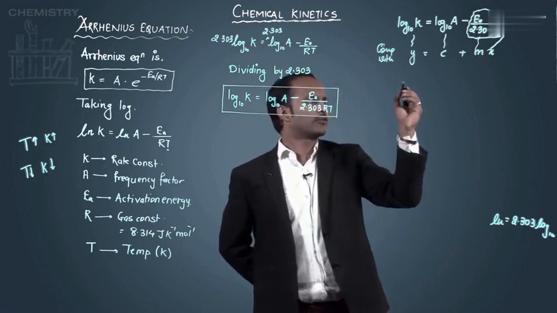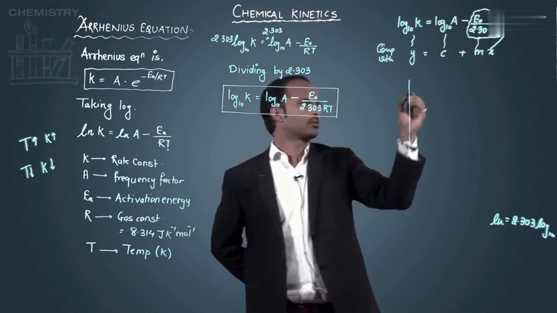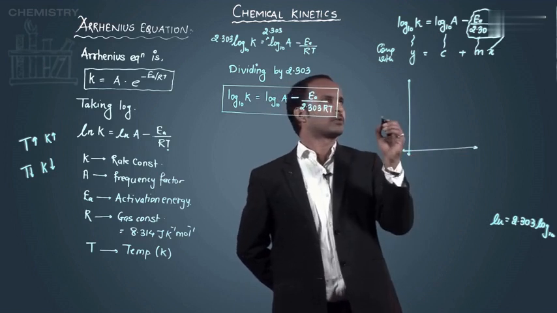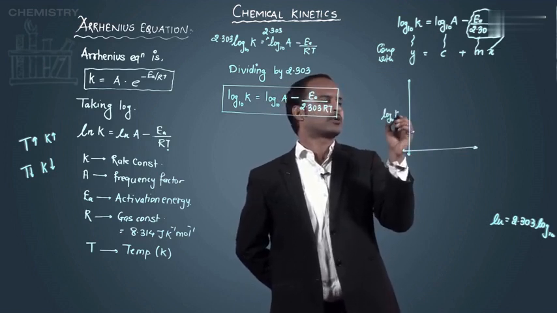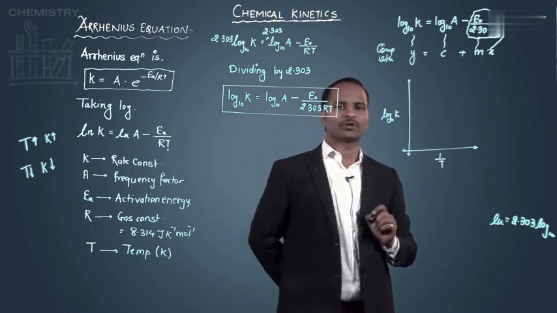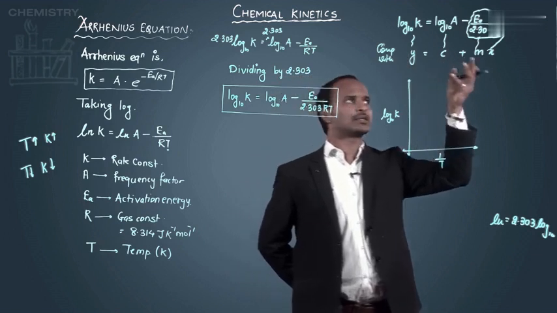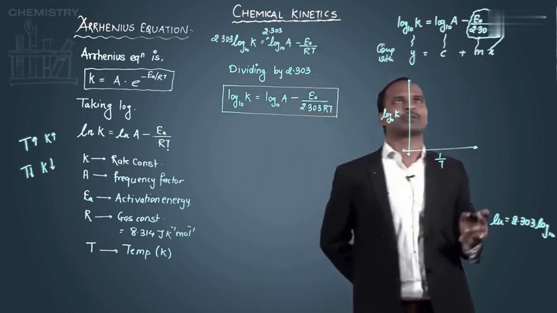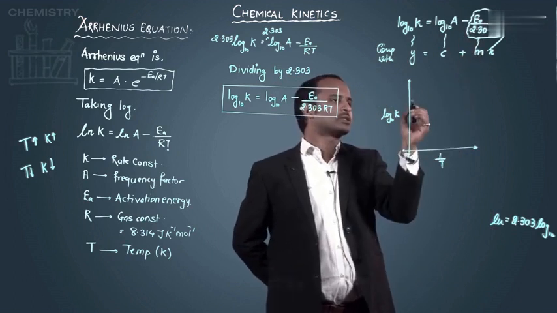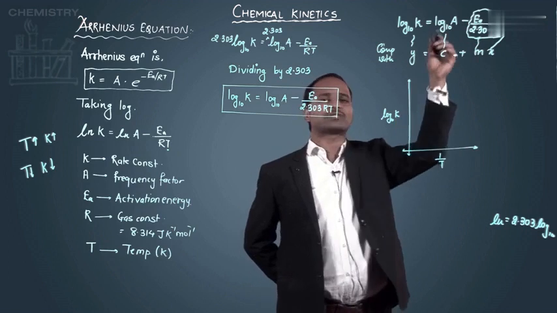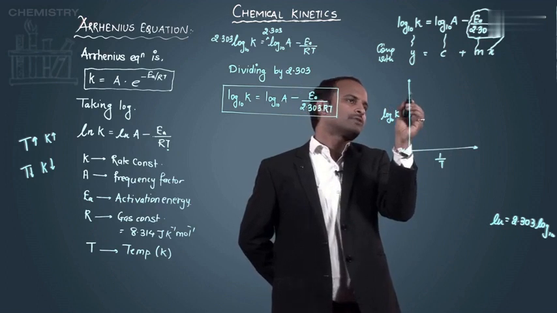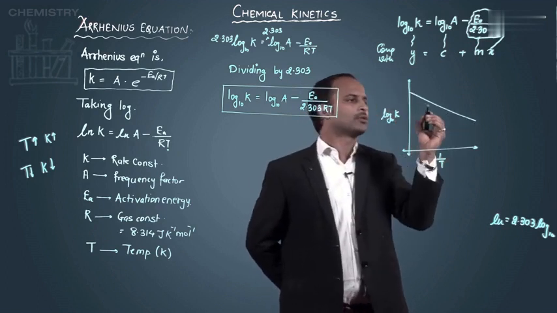So if I am plotting a graph of log to the base 10 k versus 1 upon temperature, then the graph is going to be a straight line, because it is the equation of the form y is equal to mx plus c. So the graph is going to be a straight line with a negative slope. Slope is negative means the graph is going from top to bottom, and we have the c value also, that is the y-intercept. So the graph is going to be something like this, with the negative slope.